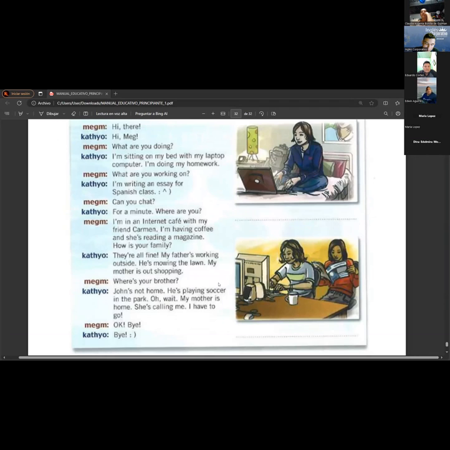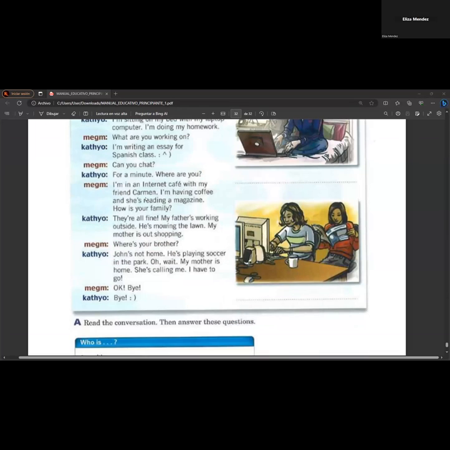Muy bien. Vamos a repasar. Vamos a reinforce the pronunciation of working. Repeat after me. Working. Spanish class. Playing soccer. Shopping. Muy bien. Okay. Reading.